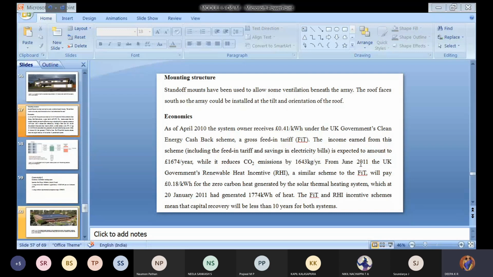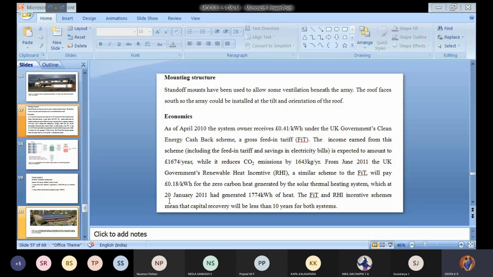And from June 2011, the UK government renewable heat incentive (RHI), a scheme similar to FIT, will pay $0.18 per kilowatt hour for zero carbon heat generated by the solar thermal heating system. I think that owner is a very lucky person, because initially he got $0.1. Now in addition to that, because of the carbon emission which is reduced, he is again benefited with $0.18 per kilowatt hour. So you can count it as 0.14 plus 0.18, so almost more than 0.3, he is going to get as benefit.